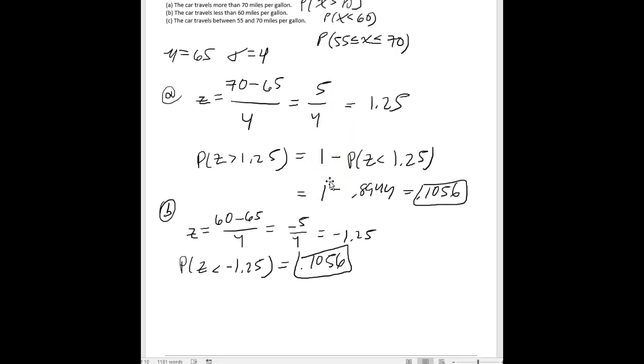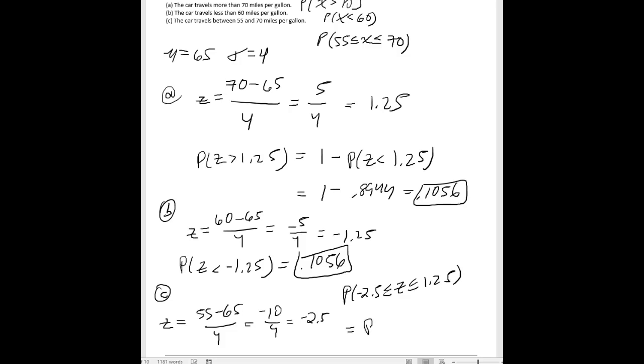And then let's do C. We're going to have to calculate two z-scores for C, even though we already calculated one in the first problem. So we'll just calculate the other z value here. So z is equal to 55 minus 65 over 4. Negative 10 over 4 is equal to negative 2.5. And we already know the top end z-score for 70 of 1.25. So now we're saying, what's the probability that negative 2.5 is less than z is less than 1.25?